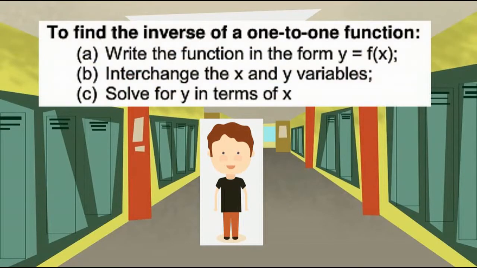To find the inverse of a one-to-one function, first, write the function in the form y is equal to f of x. Then, interchange the x and y variables. Then, solve for y in terms of x.